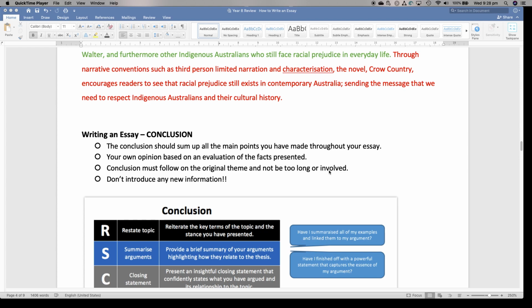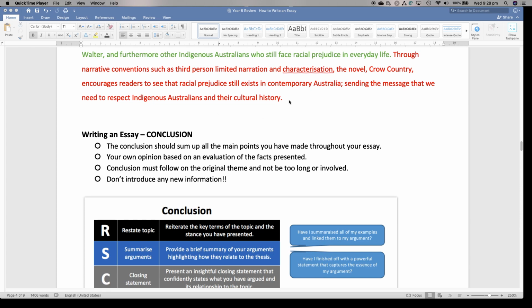topic here. So if I was looking at the thesis here, the red writing, and I wanted to try and add it as a restate of the topic for my conclusion, I might say something along the lines of, through her novel Crow Country, Kate Constable brings to our attention the fact that racial prejudice still exists in contemporary Australia and encourages readers to show greater respect for Indigenous Australians and their cultural history.